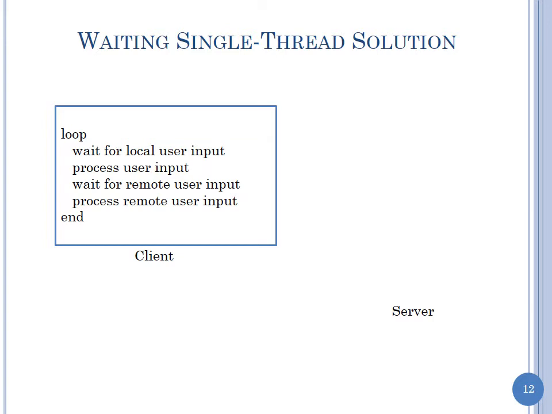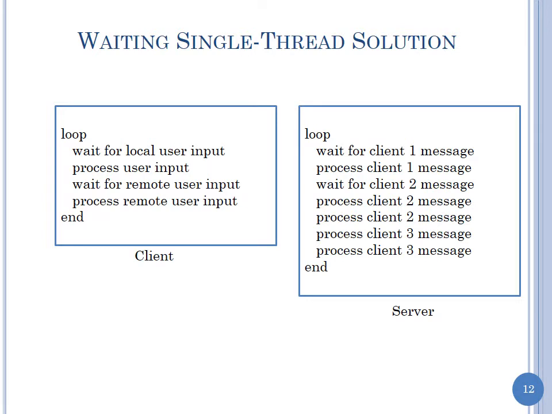Okay, and the server has to also wait. It has to wait for client one's message. Maybe client one will send a message, and the server processes that client's message, or maybe another client will send a message. And these clients have different separate streams of messages. Okay, so they're not intermixed together. So you either wait for the first stream, or you wait for another stream, and you have to wait for them in some order in a sequential program. And here we are waiting for them in this particular order.